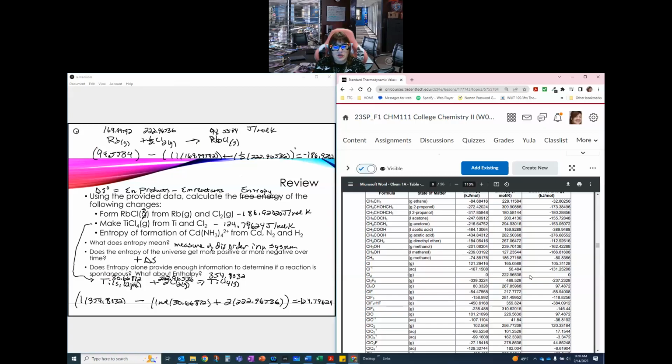Does entropy alone provide enough information to determine if a reaction is spontaneous? No. Does enthalpy? No. Both of those are no. And that's why we're talking about this topic today. So that's where this next topic will come in. But remember, if I ask you, is it enough on its own? No. The answer is no. I cannot do it from that alone.